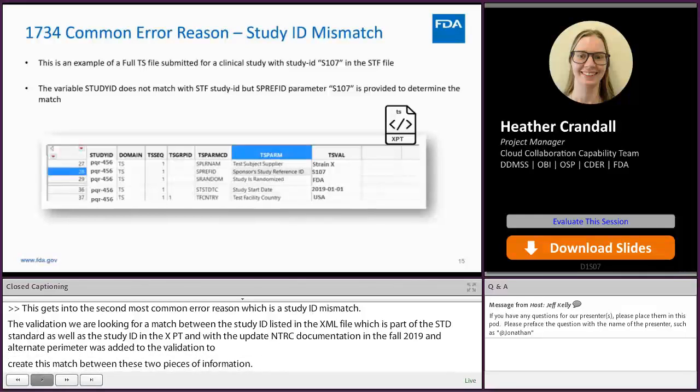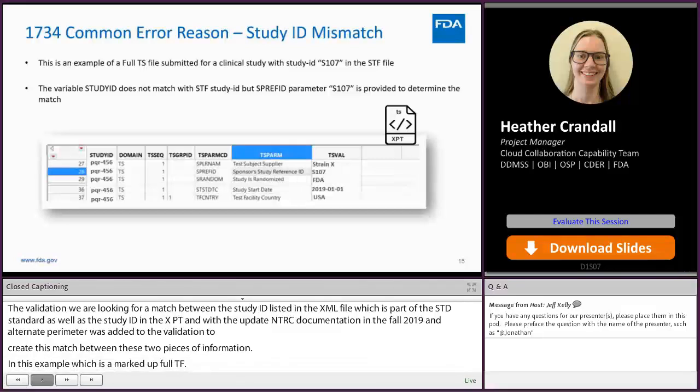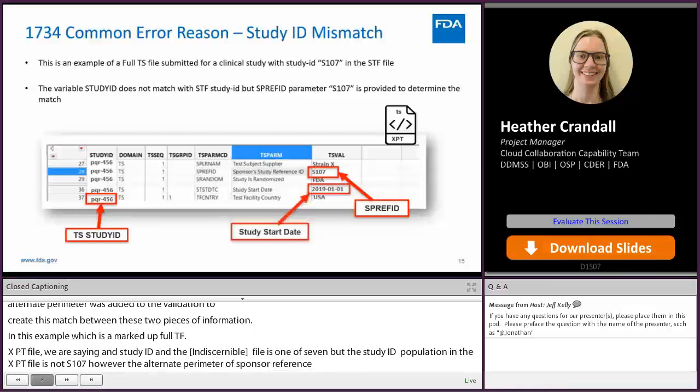In this example, which is a mocked up full ts.xpt file, we're saying that the study ID in the stf.xml file is S107, but the study ID populated in the ts.xpt file is not S107. However, the alternate parameter of sponsor reference ID, or SPREF ID, was utilized, and S107 can be found there, and this would satisfy that match for the validation. And then from there, we can find the study start date in year, month, day format.